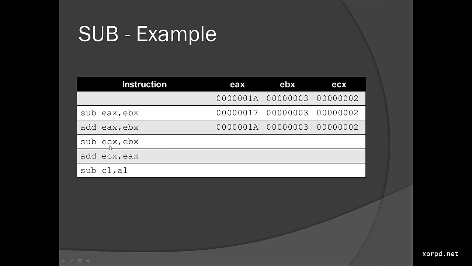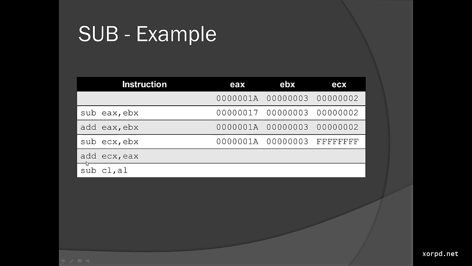The next instruction, sub ECX, EBX. We are going to subtract 3 from 2. Can you guess what we are going to get here? Let's see the result. As mostly expected, we are going to get those F's because 0 minus 1 is going to give us this interesting number.